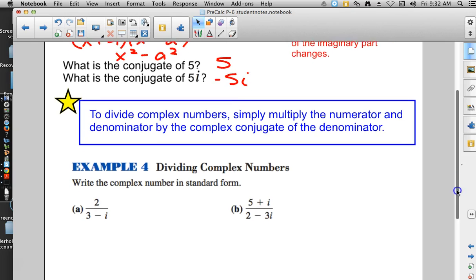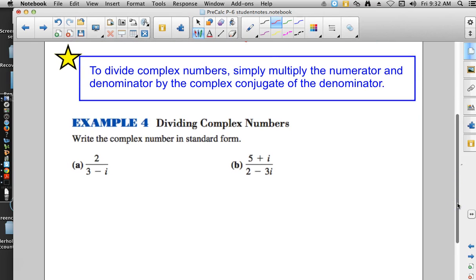So we want these in standard form, and we see here we have 2 over 3 minus i. So what I do is say, all right, my issue here is that i in the denominator. I need to multiply it by its conjugate in order to make this happen, but whatever you do at the bottom, you have to do at the top. We're trying to keep this equivalent. We're not trying to change it. We're going to manipulate the way it looks, but we're not going to change its value.